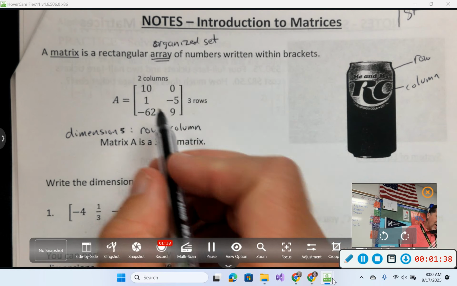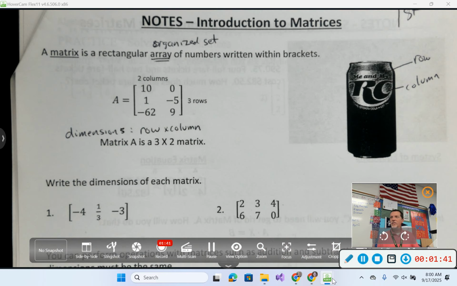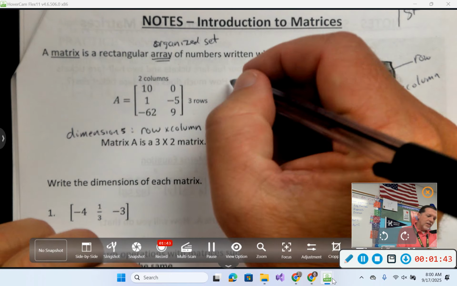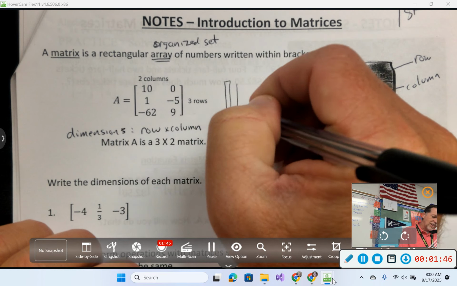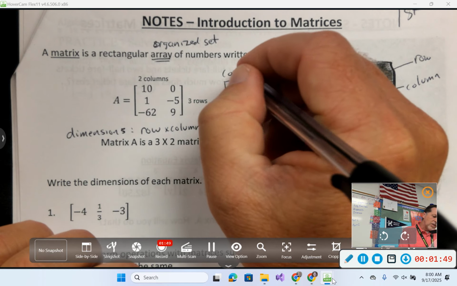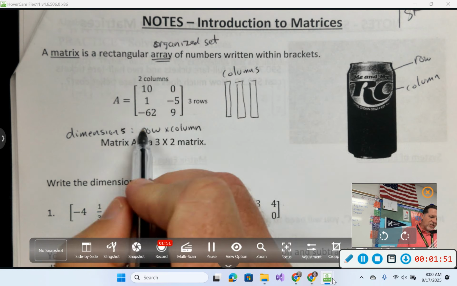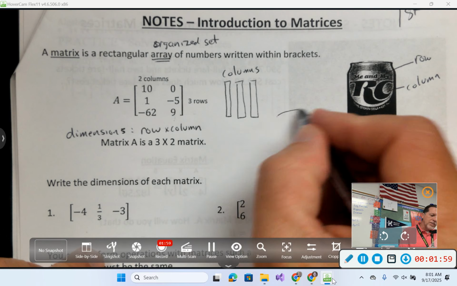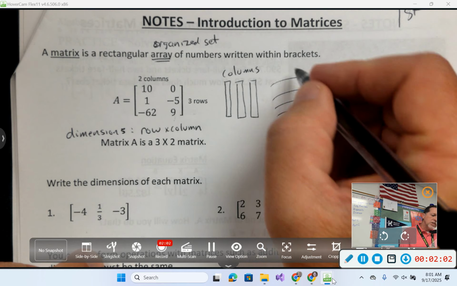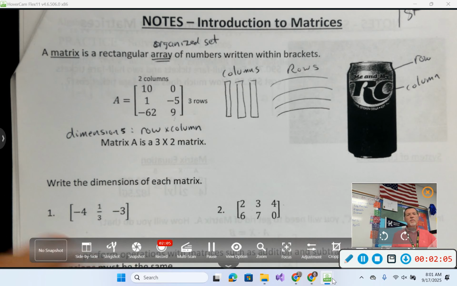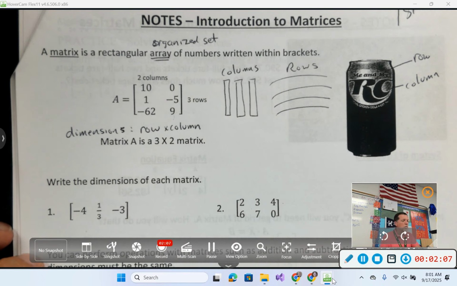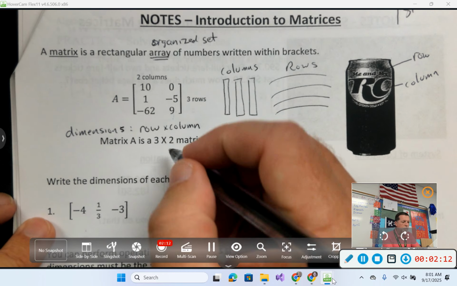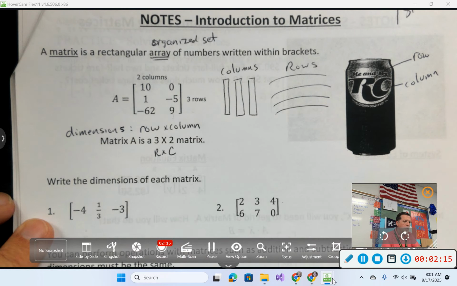Columns. Some of you have columns out front of your house. The White House has columns out front, right? The columns are the things that look like this. Those are columns. So this matrix has 2 columns. And when you go to the auditorium or a concert and you sit in rows, this one has 1, 2, 3 rows. So 3 rows, 2 columns. This is a 3 by 2 matrix.